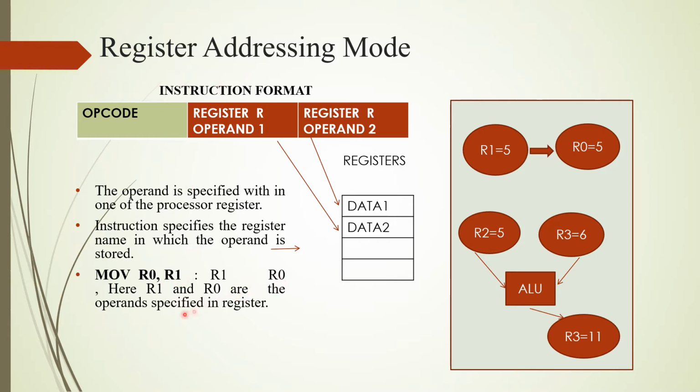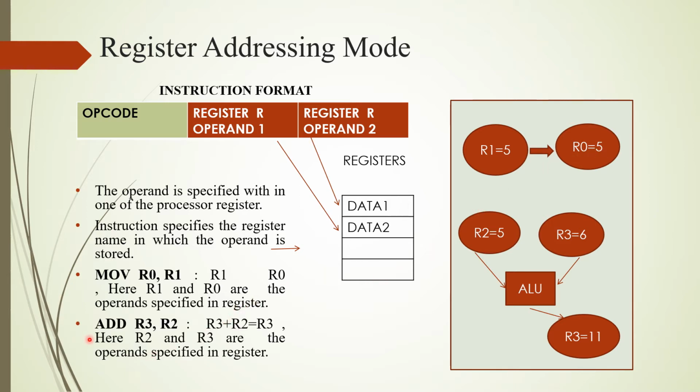Here, what is the operation performed? The content of R1 is transferred to R0. So I am considering R1 as a source operand and R0 as a destination operand. So whatever the content of R1, it is moved to R0 after execution of this instruction.